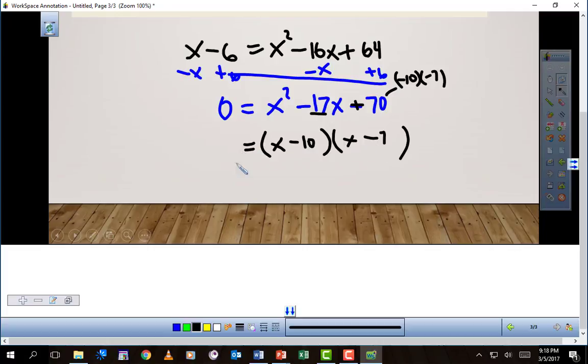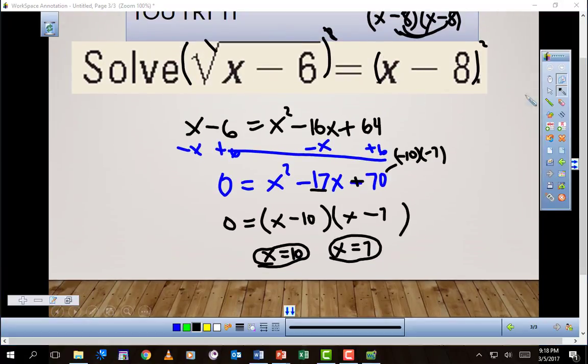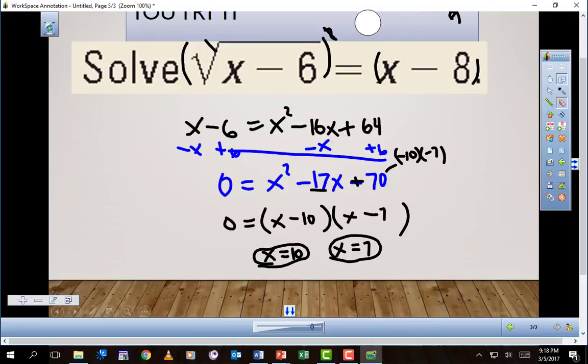But this is equal to 0. So in this case, we get x is equal to positive 10, and we get x is equal to 7, using the principle of zero products here. And this is stuff we did in chapter 1, so a little bit of a review of chapter 1. Anyhow, we should go back and see if these work in the original expression. So quickly, we can usually do this.